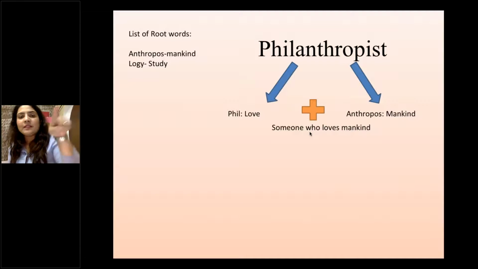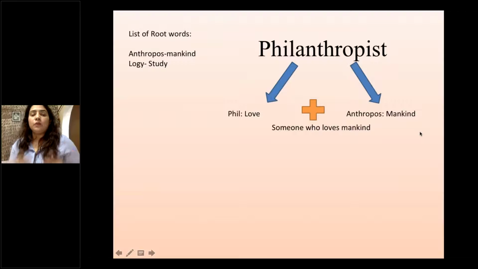Do you see the list of root words made on the left? Logi, study, anthropos is mankind. So phil is the root word which means love. So someone who loves mankind could be someone who probably donates a lot, could be someone who does good activities. So only donating is not philanthropy. There can be other ways of loving mankind. If you help somebody, that's also loving mankind. That's philanthropist. And the act of loving people is called philanthropy.